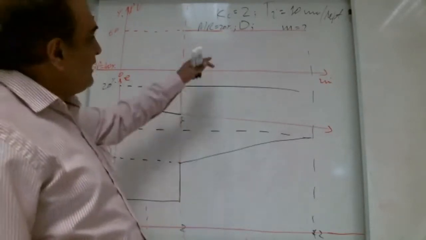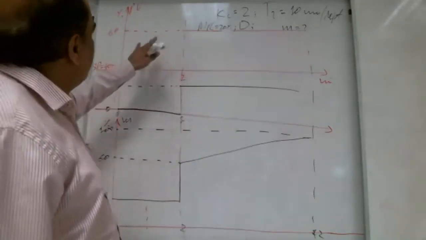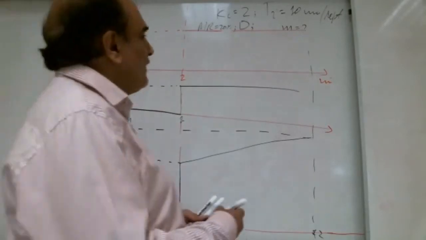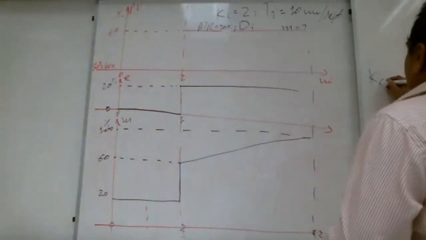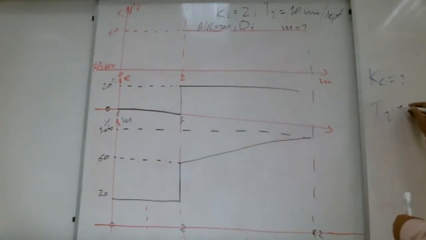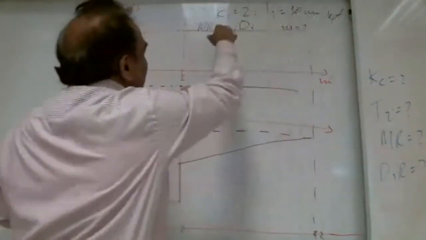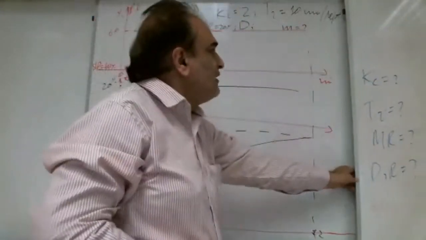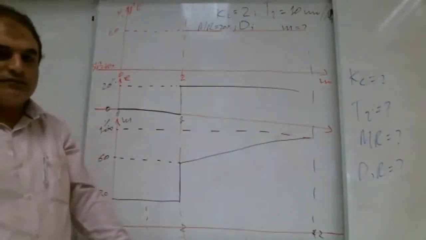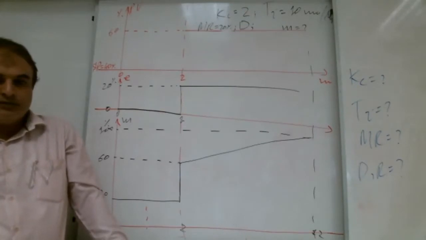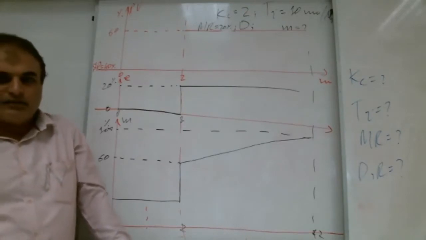Okay. So now imagine this graph is given: PV, error, output are given, and we need to find KC. We need to find TI. We need to find the action is MR. We need to find whether the action is direct or reverse. We need to find all these things. Imagine this is not given, and this graph is given. Can we find all these things? Yes, we can find.